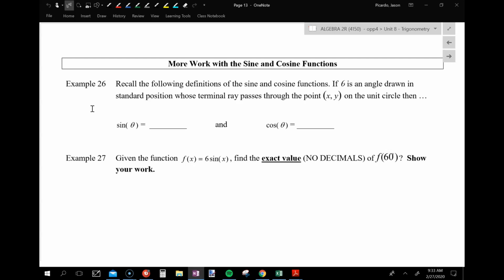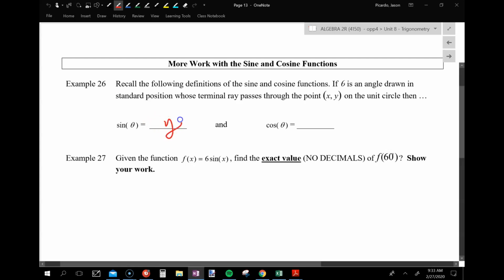Guys, what is sine of theta equal to? Equal to the y value. Absolutely. And cosine of theta is equal to the x. All right.